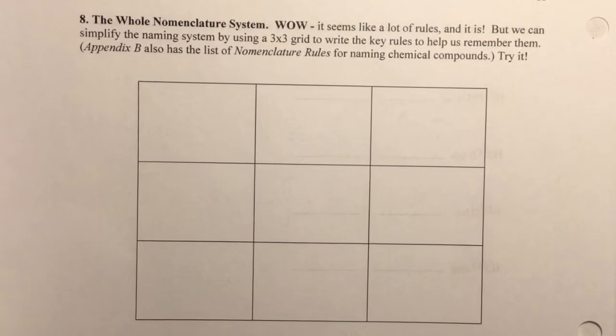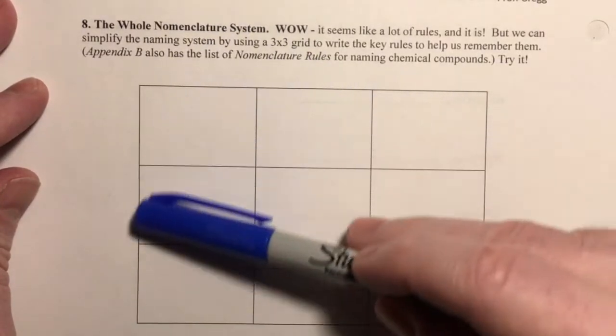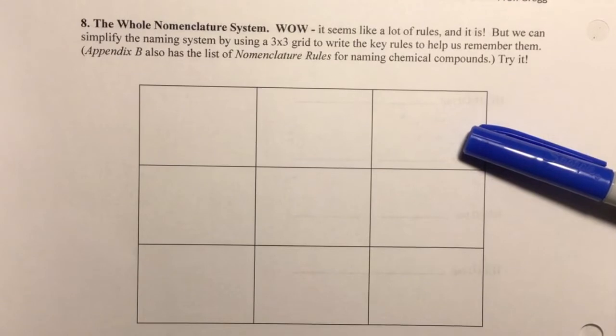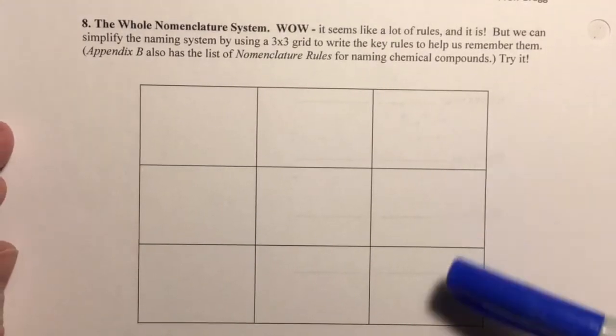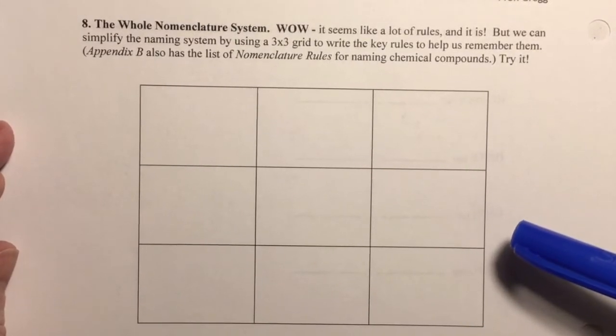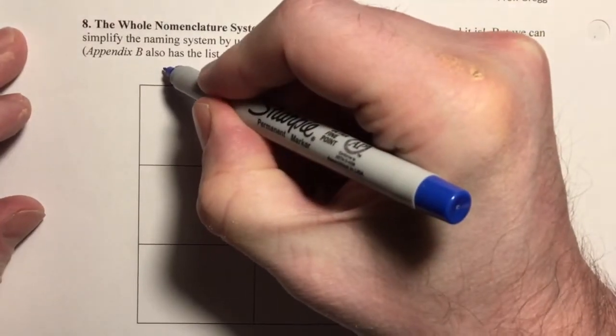Hello everyone. In this video we're going to take everything that we've learned about nomenclature and bring the whole rule system together in this 3x3 grid. There are a lot of nomenclature rules and we have to be very careful to follow the correct rule when it's needed, and this 3x3 grid will help us remember which rule to use for which category of species. So what we're going to do first is label the columns.